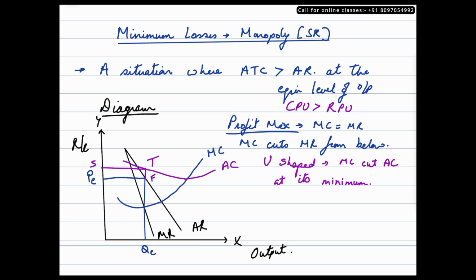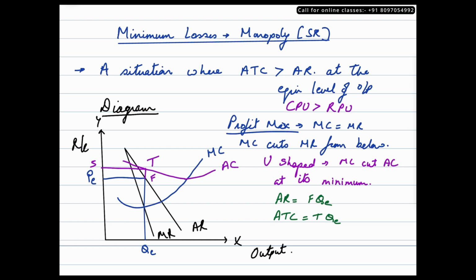Okay. Now to ascertain if the firm is incurring losses at the point of equilibrium, which is this, we need to compare the average total cost and average revenue. So average revenue at the point of equilibrium is FQE. Let's write that down. Whereas average total cost is TQE, correct? Let's write that as well. So average total cost is TQE, correct?